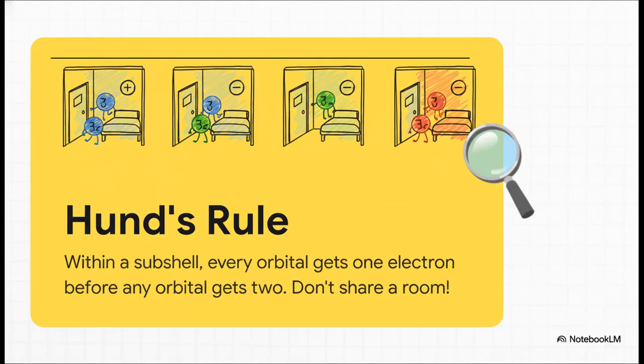And the third and final rule is Hund's rule. I like to call this the rule of personal space. Let's say you have a p subshell, which has 3 empty rooms all at the same price. Hund's rule says that new tenants will each take their own private room before anyone is forced to double up. I mean, it makes sense, right?